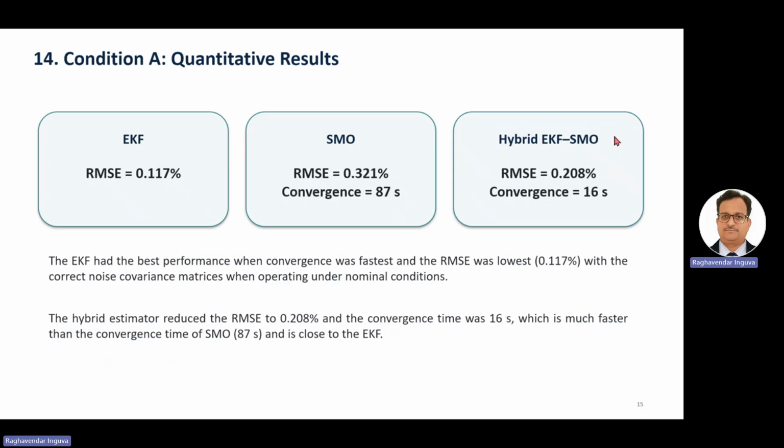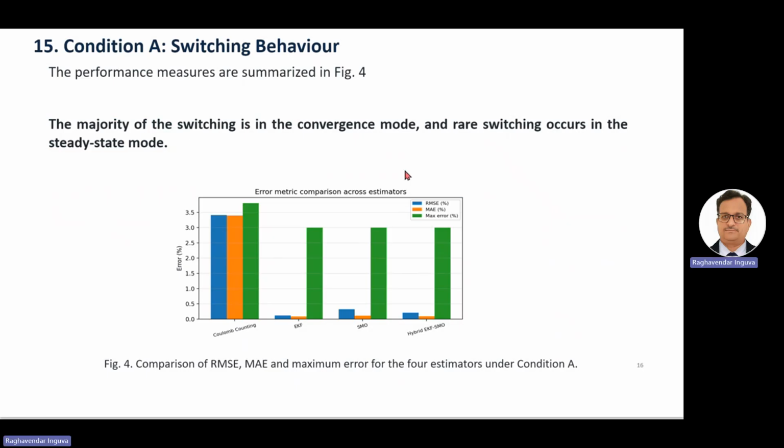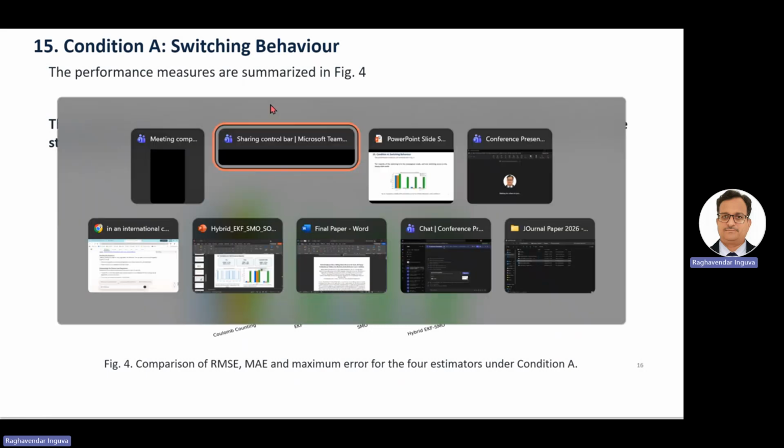But the beauty of hybrid EKF and SMO is not when we have condition A, that is nominal operating conditions, but when there are harsh operating conditions such as condition B, we will try to understand and appreciate the work of hybrid EKF and SMO. Under normal nominal conditions, EKF outperforms the other algorithms. And the switching behavior, I will show the switching behavior under nominal conditions.